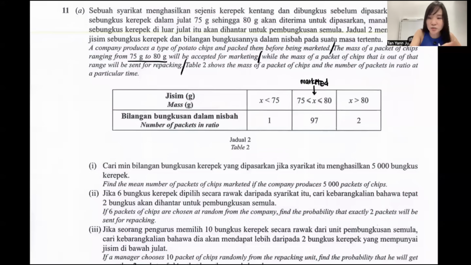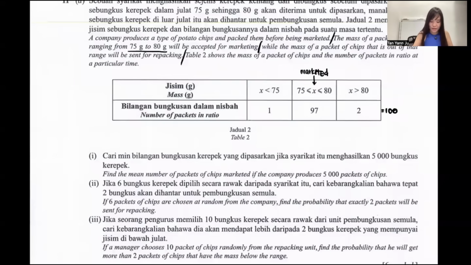So this 97, plus 1, plus 2, the total ratio is actually 100. That means out of 100 packets, 97 packets are all okay. If out of 100 there are 97 packets, that means 97%. Make sense? So when you know the total is 100, 97 over 100 is 97% of them marketed. 1% of them will be too light. 2% of them will be too heavy. Make sense, all?